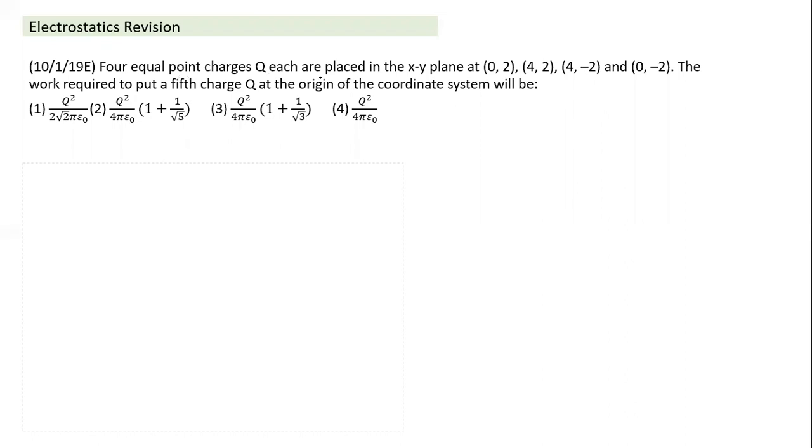4 equal point charges are placed, they are all points on the XY plane. What is the work done required to put a fifth charge at the origin of the coordinate system? So all most of the questions are past questions. Whenever we have to calculate work done by moving a charge, when we say place a charge, what is the wording even? What is required to put a fifth charge?